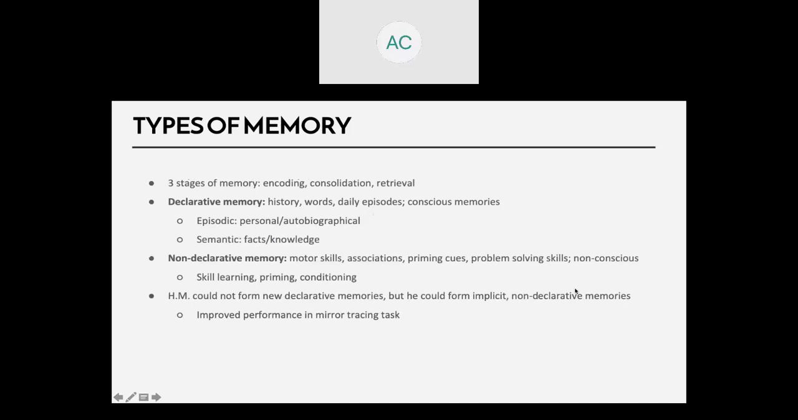So some examples of non-declarative memory are skill learning, priming, and conditioning. Going back to patient HM, he could not form new declarative memories, so he couldn't form any new conscious memories, but he could form implicit non-declarative memories. The example that's presented to you is that he was taught a task in which he had to look at his hand in a mirror, and he had a pencil in his hand, and he had to trace a shape only by looking in the mirror. And he was actually able to improve the speed and accuracy at which he could draw the shape, even though he couldn't remember doing the task. So not every type of memory was impaired. That gives evidence that the hippocampus may not be the primary location for non-declarative memories.